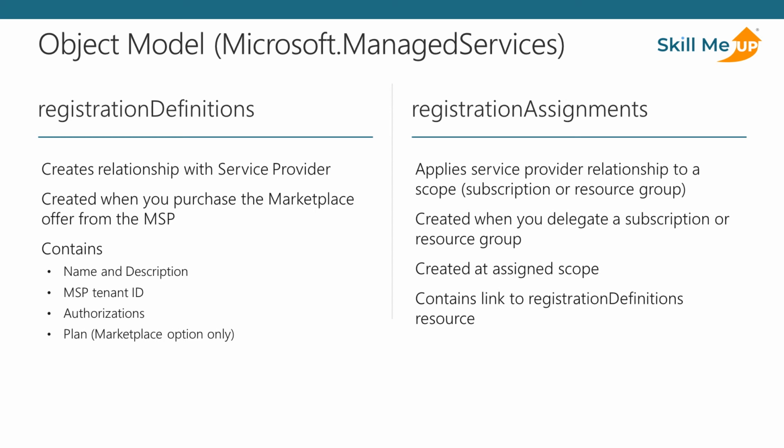So what the assignment does, it's a resource that sits at the scope that's being assigned. So if you want to delegate a subscription, you create the registration assignment at subscription scope. If you want to delegate a resource group, you create the registration assignment at that resource group scope. So it sits within the scope that is being delegated. And the properties of the registration assignment are very simple.